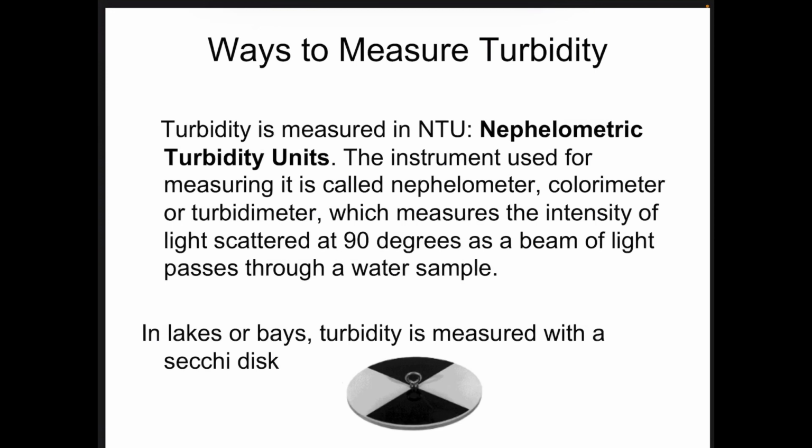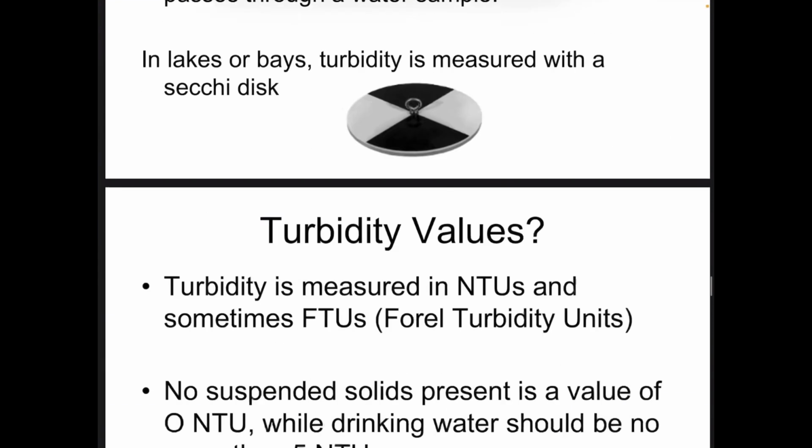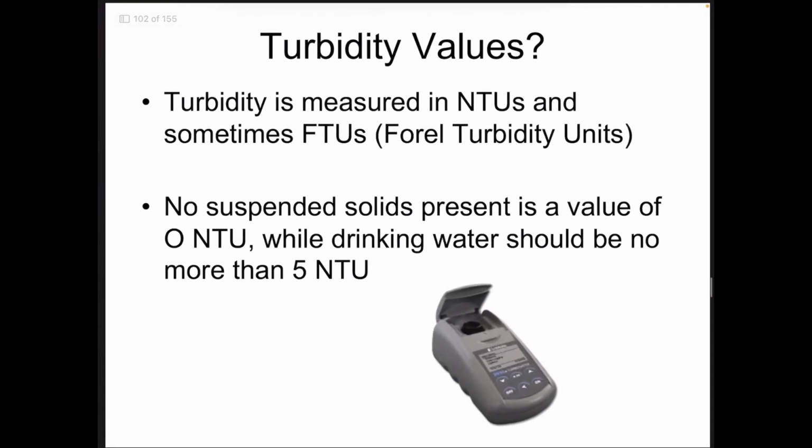In lakes or bays, turbidity is measured with a Secchi disc. Alright, so what are the turbidity values? Again, it is measured in NTU, or sometimes FTU, which means Forel turbidity units. No suspended solids present is a value of 0 NTU, while drinking water should be no more than 5 NTU. If there are no solids present, it is 0, while drinking water should only have a turbidity value of 5 NTU.